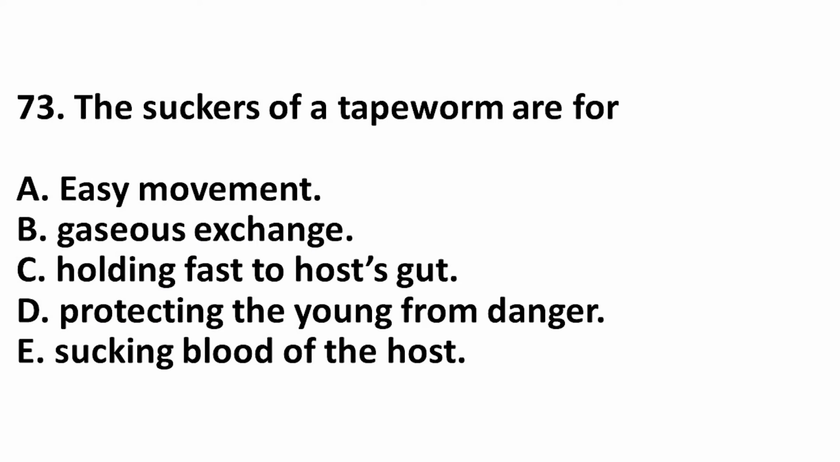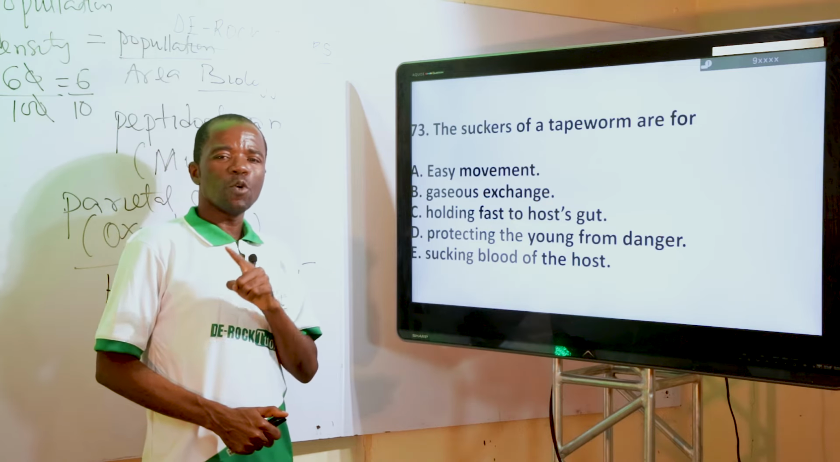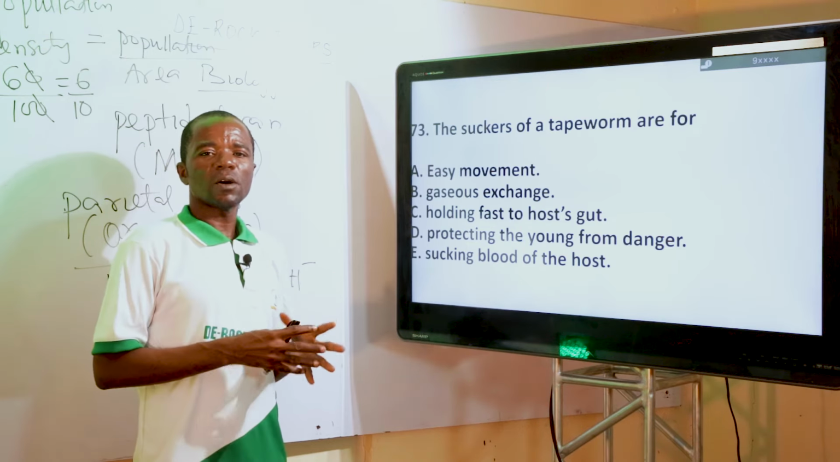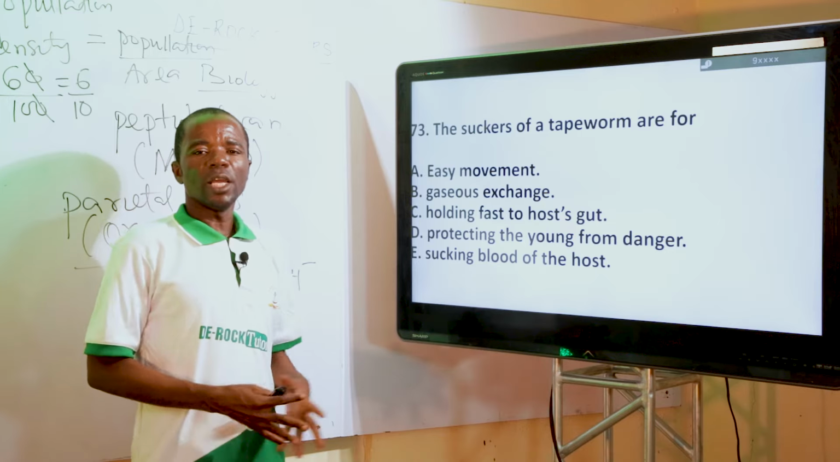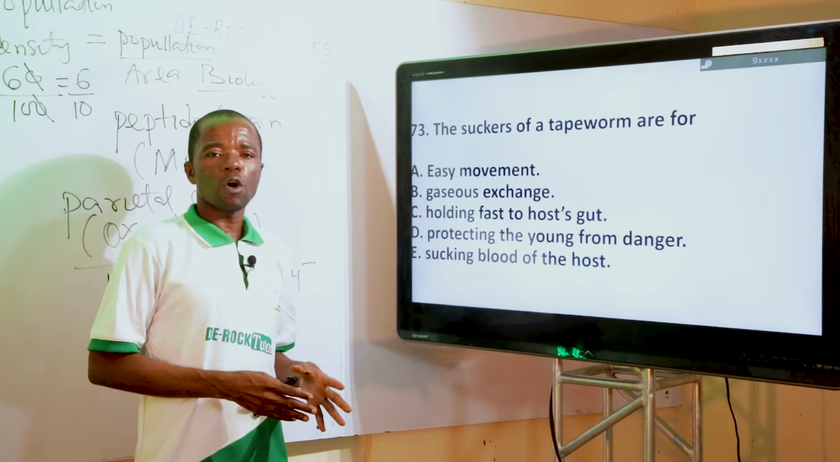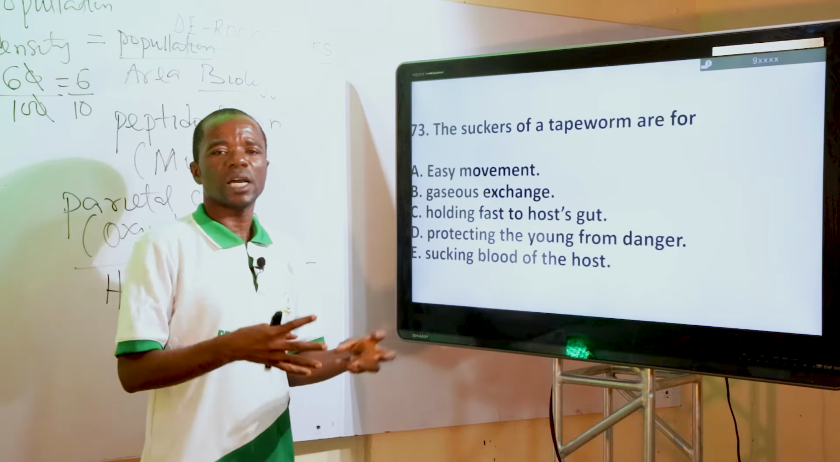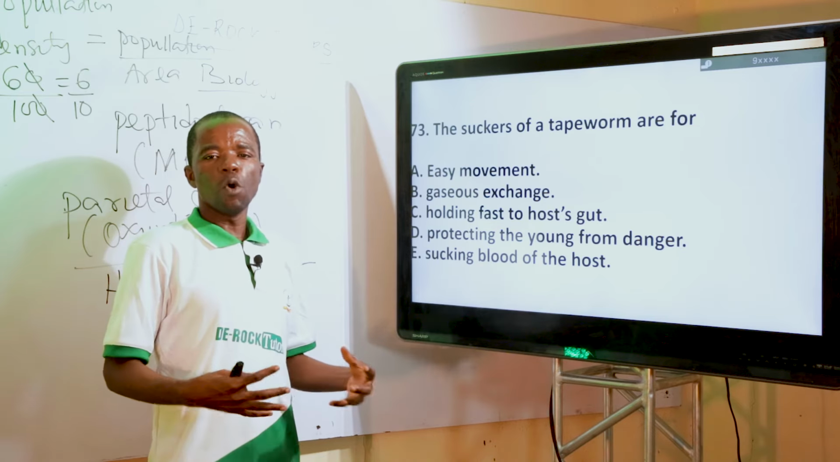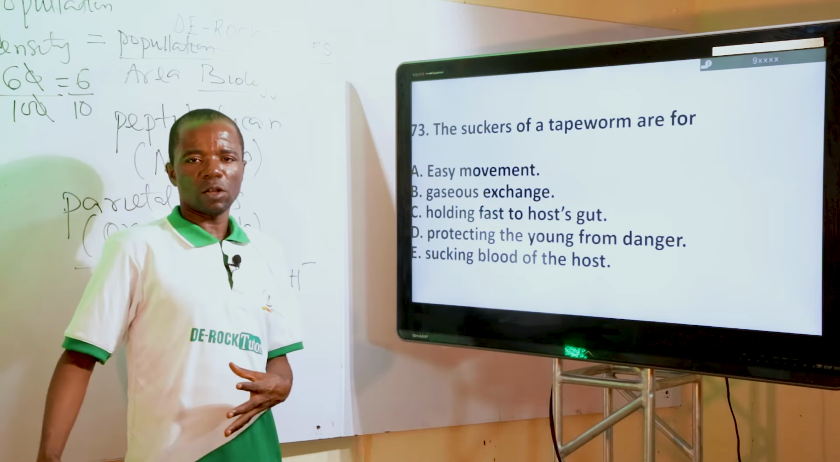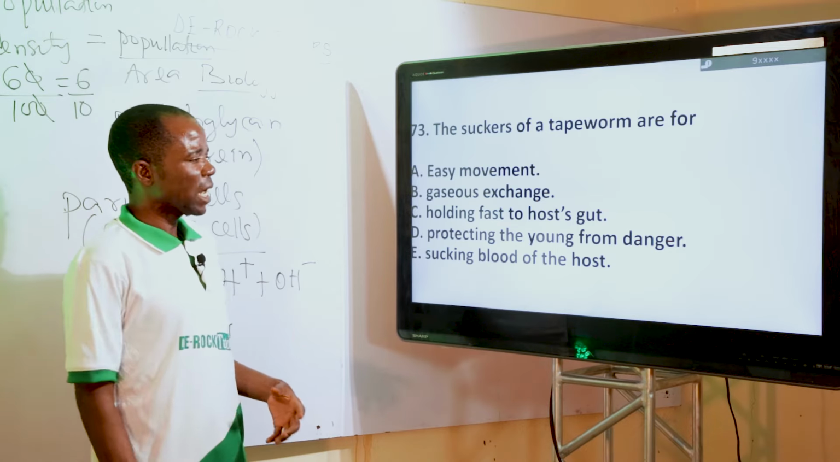The suckers of a tapeworm are for that. Remember that tapeworm is an example of endoparasite, and the suckers and the hooks in tapeworm are used for anchorage. Anchorage means they use it to attach to the gut of the host so that they are not dislodged from the alimentary canal of that particular host.